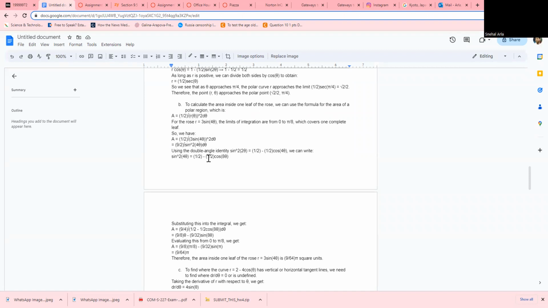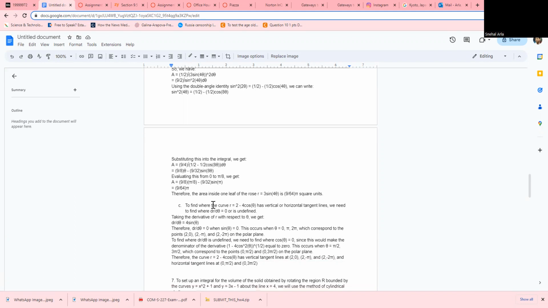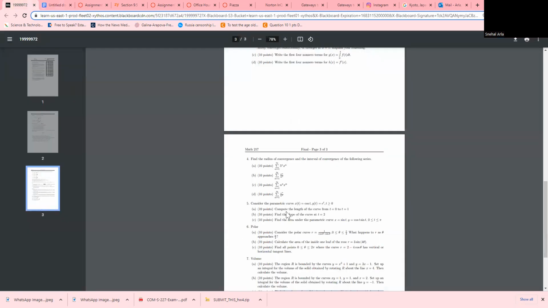So we have the area. From here, just plugging values in using the double angle identity, sine squared theta equals 1 half minus 1 half cos 2 theta. We can write sine squared 4 theta equals 1 half minus 1 half cos 8 theta. Substituting this into the integral and evaluating from 0 to pi over 8, we get A equals 9 pi over 8 minus 9 over 32 sine. That's the answer we end up with for the area.